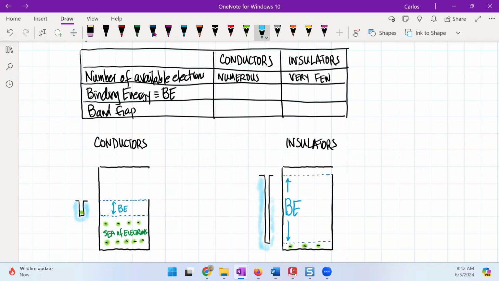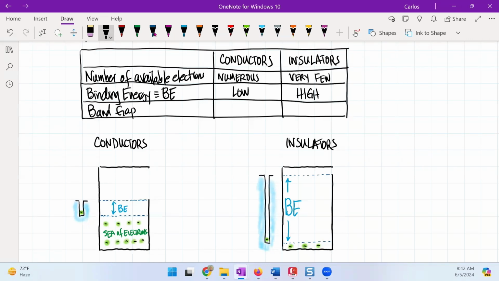And you could see that it's going to take a lot of work to actually remove one of these electrons here. So in this case, you can see that this has a low binding energy because the well is shallow. This has a high binding energy because it's a very deep well.